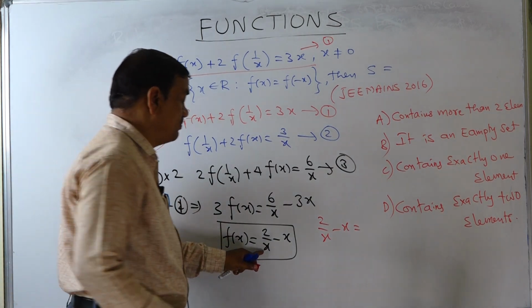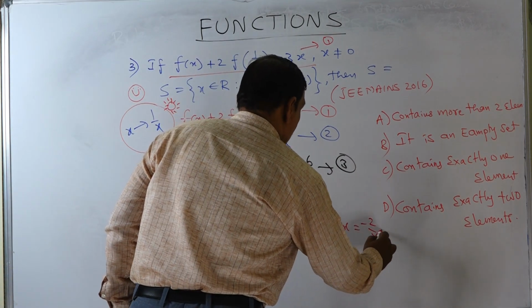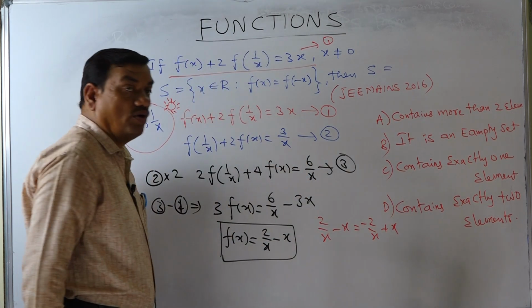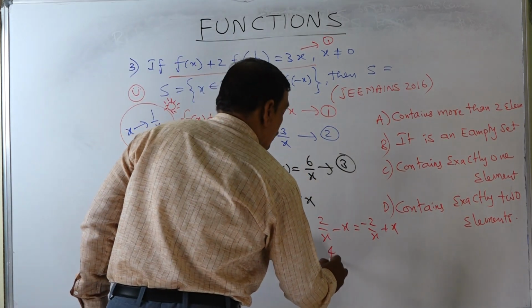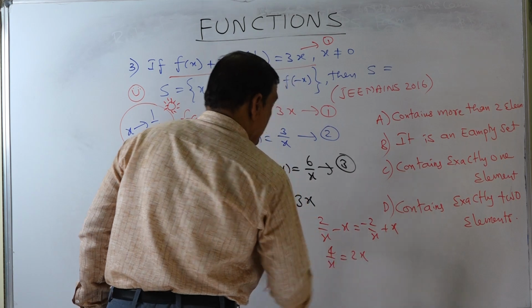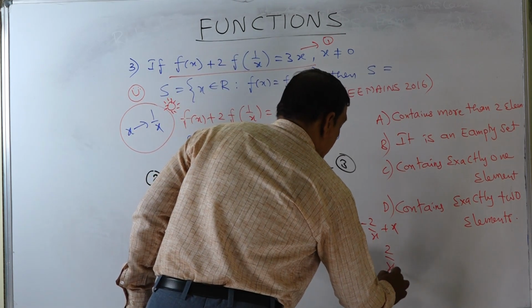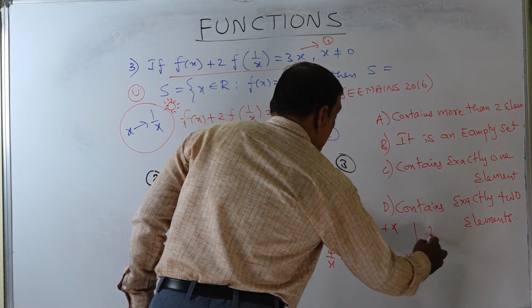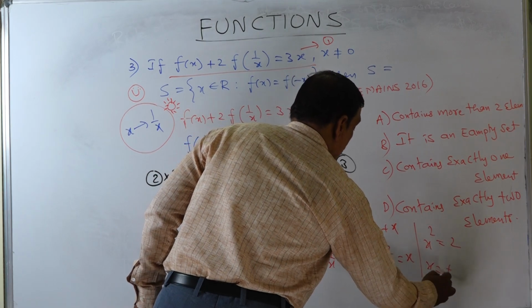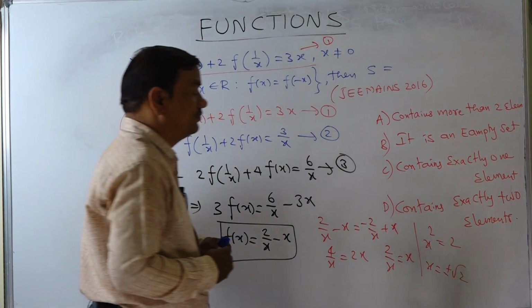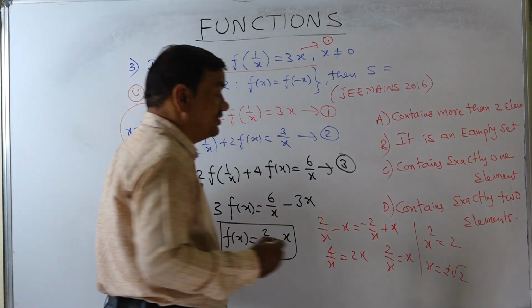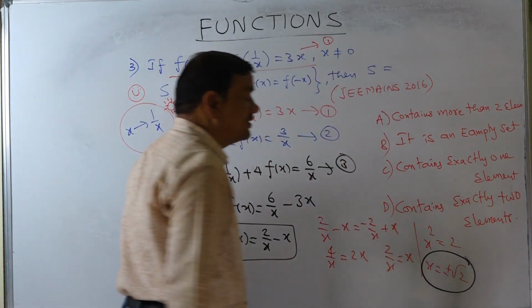Wherever x is there, substitute minus x. This is minus 2 by x plus x. So if you bring one side, this is equal to 4 by x is equal to 2 by x. So this is 2 by x is equal to x. x square is equal to 2. x is equal to plus or minus root 2. So x is equal to plus or minus root 2, you got.